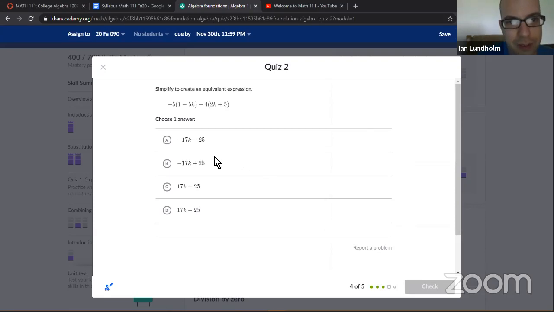Simplify to create an expression. Okay, let's check the K's real quick. So that's plus 25 and minus 8. So that's 17, so cross those off. We just got this, so we need to figure out if it's positive 25 or negative 25. So this is negative 5. This is negative 20.